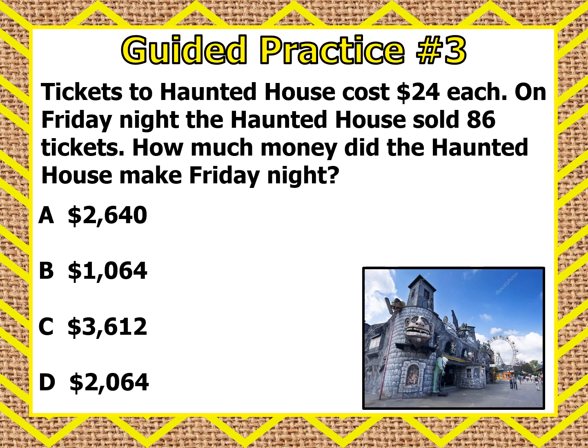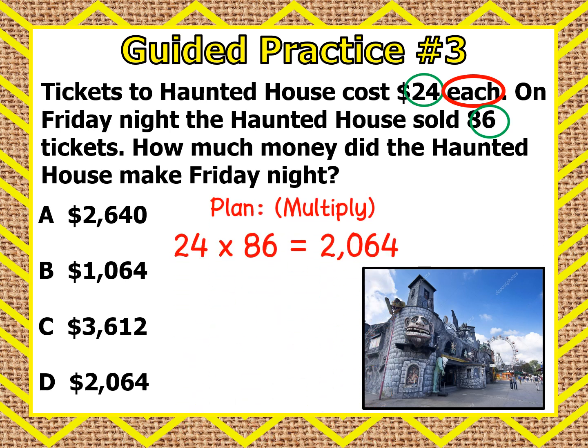The problem is asking me to determine how much money the haunted house made on Friday night. I know each ticket cost $24. I know that on Friday night, the haunted house sold 86 tickets. So in order to determine how much money was made, I know I have to multiply those $24 by 86. So my plan here is to multiply. 24 times 86 is 2,064. So the haunted house made $2,064 on Friday night. D.